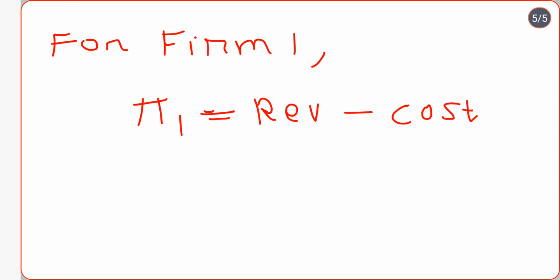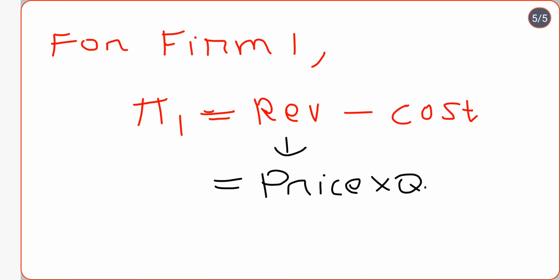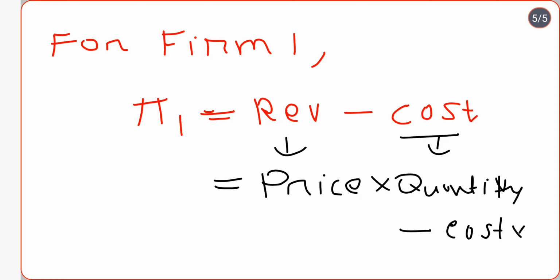Now if we want to know the value of revenue for farm 1, what will it be? We all know revenue is price into quantity, and cost is a constant cost. And what will be the total cost? Cost into quantity will be your total cost, that is how much you have actually spent on your production. So cost into quantity.